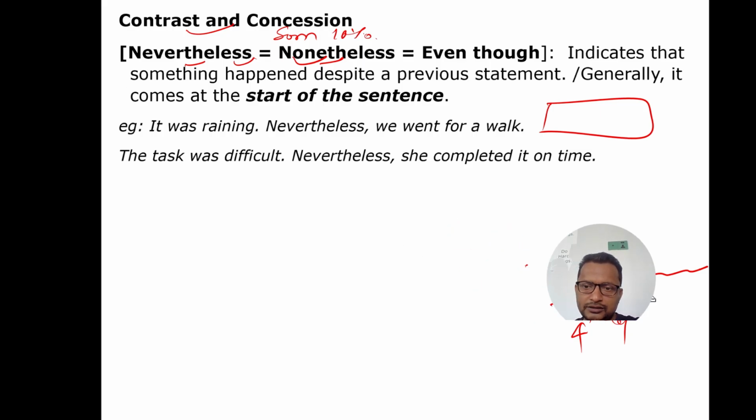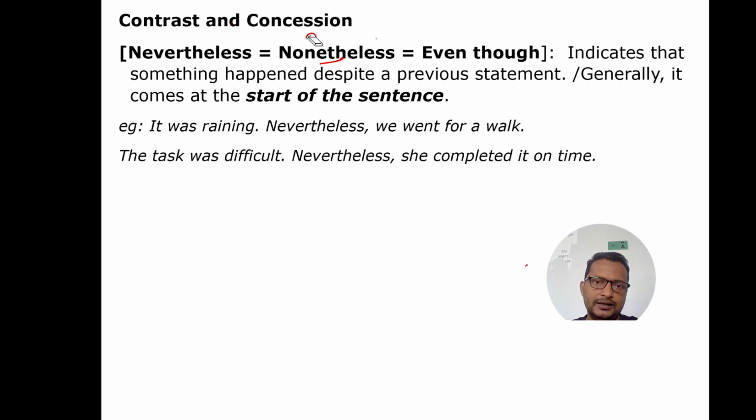Like the example would be, it was raining, nevertheless we went for a walk. It was raining, nonetheless we went for a walk. It was raining, even though we went for a walk. It shows the contrast. Generally, if it was raining, then the expectation is you should stay inside home, right? You should not go out. But if you are showing the contrast of this previous meaning, if you are showing the contrasting outcomes, then you use nevertheless, contrast or concession, right?